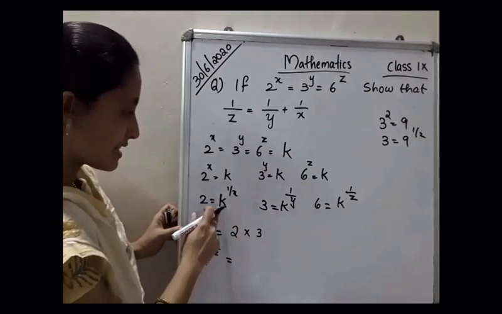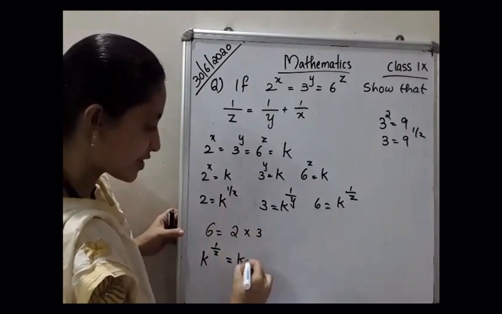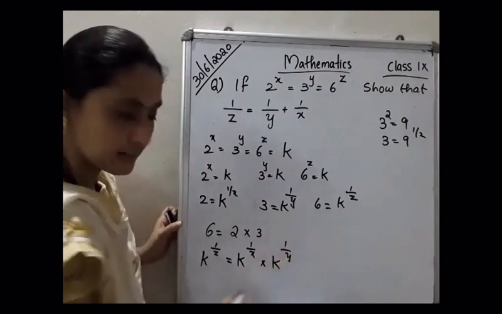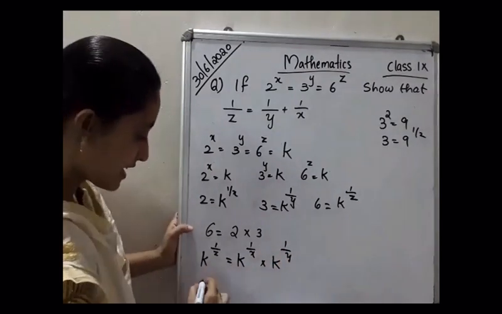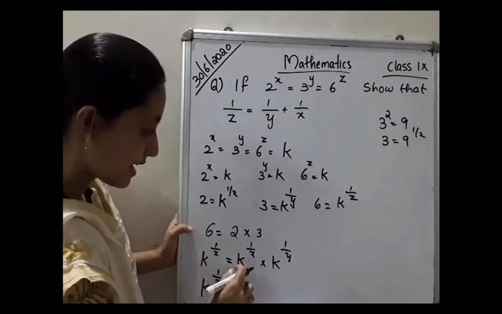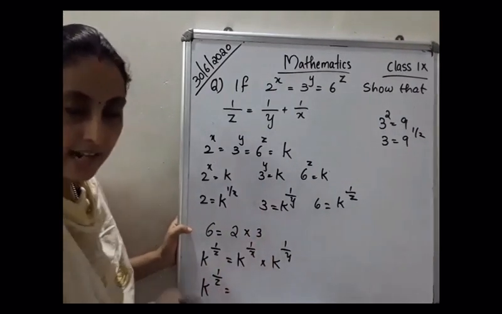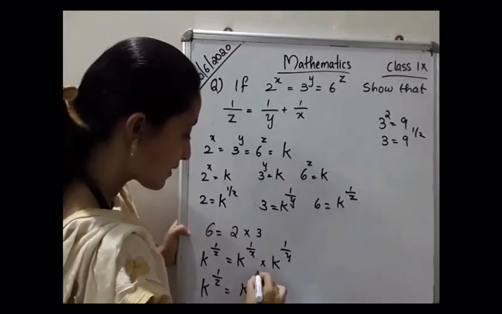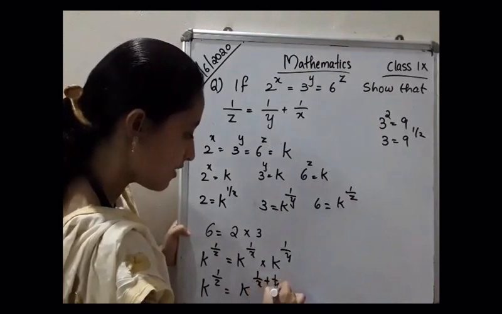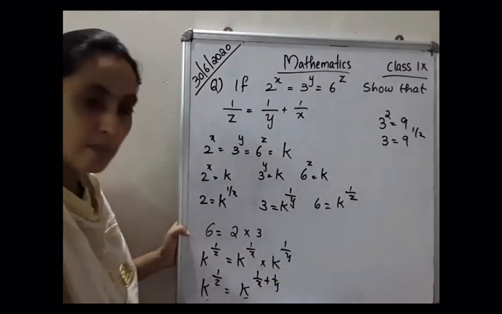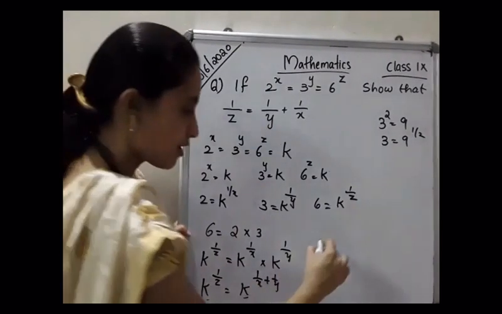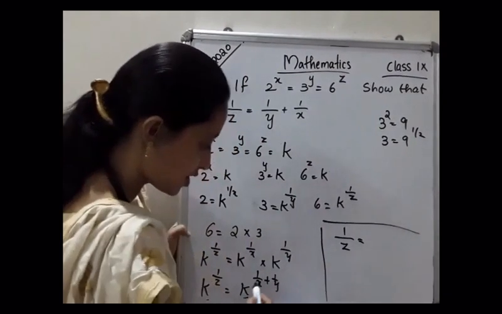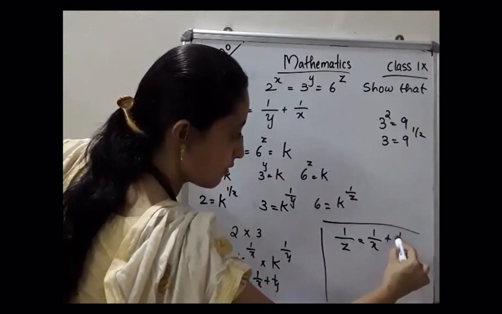So k raised to 1 by z is equal to here 2 is replaced as k raised to 1 by x, then into 3 is replaced as k raised to 1 by y. So here k raised to 1 by z is equal to k raised to m into k raised to n. What is that? a raised to m into a raised to n is a raised to m plus n. That is k raised to 1 by x plus 1 by y. Here base is k, here also base is k, so we can equate the powers. So we can write 1 by z is equal to 1 by x plus 1 by y.